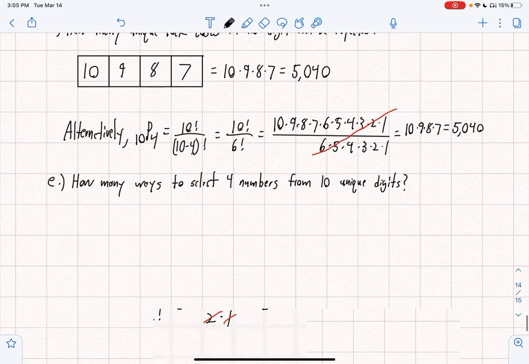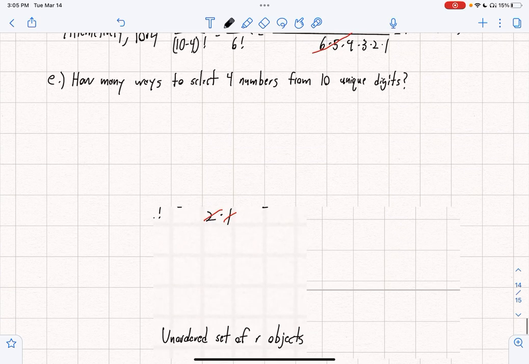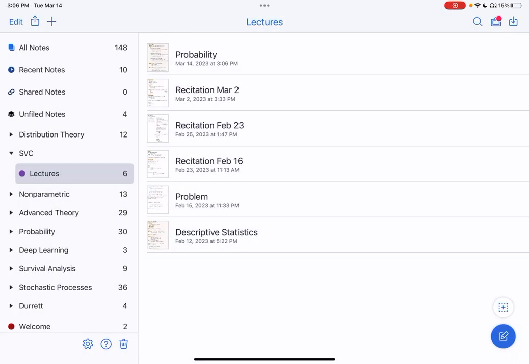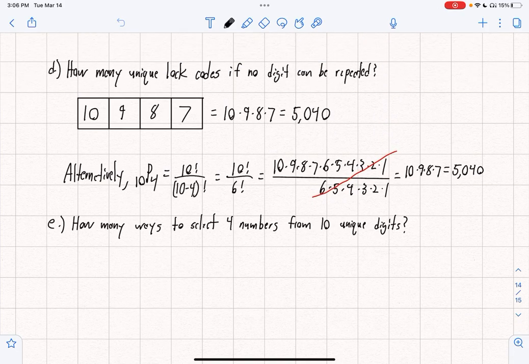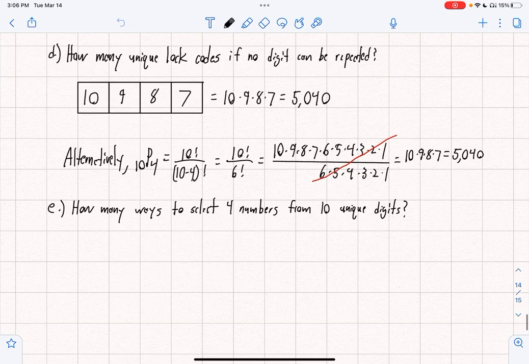And then finally, how many ways can we select 4 numbers from 10 digits? So here, like I said, I'm not trying to create unique lock codes. I'm not ordering anything, so order does not matter here. I'm just saying select 4 from this group of 10. So this would be a combination.